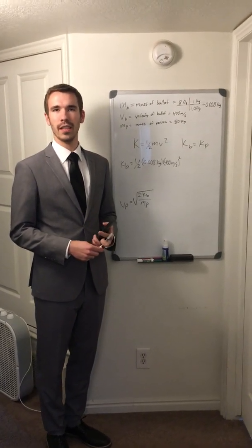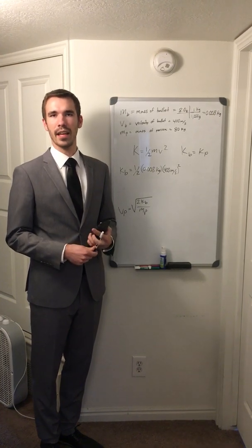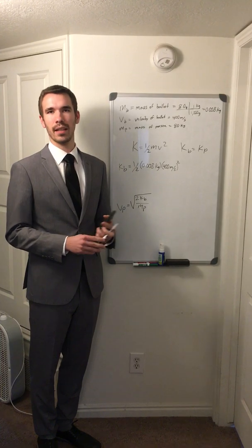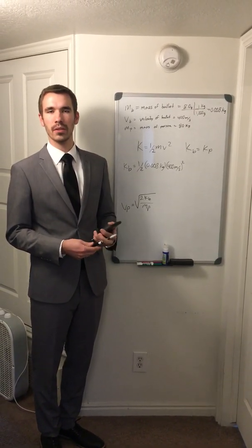This is question 13 in chapter 10 of our physics textbook. Question 13 asks, if we have an 80 kilogram man, how fast would he have to be running in order to have the same kinetic energy as an 8-gram bullet that's traveling 400 meters per second?